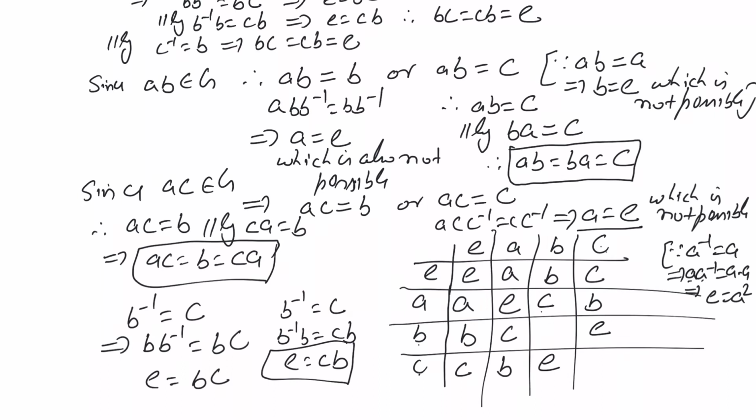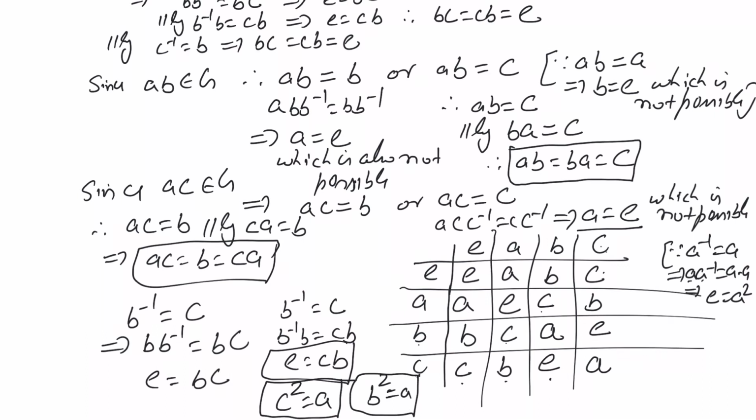C dot C. Now look here, in this C has come, B has come, E has come, so only A is left, so here I will be writing A. So this will give C dot C, C square is equal to A. And similarly here, B in this row, B has come, C has come, E has come, so A will come. So B square is equal to A.